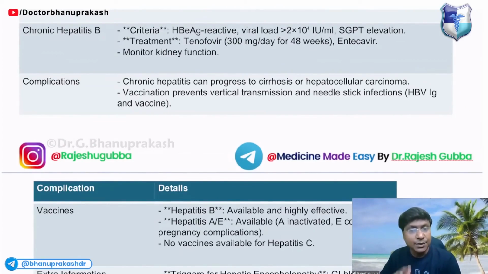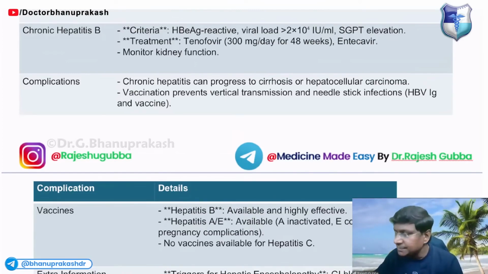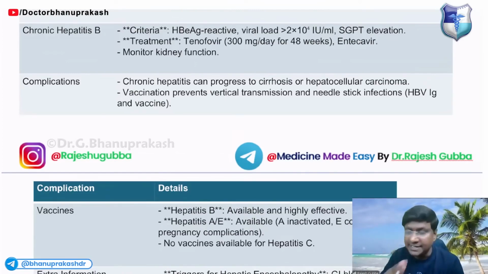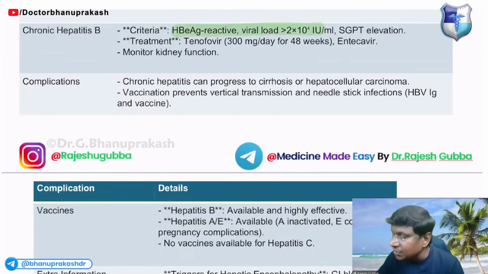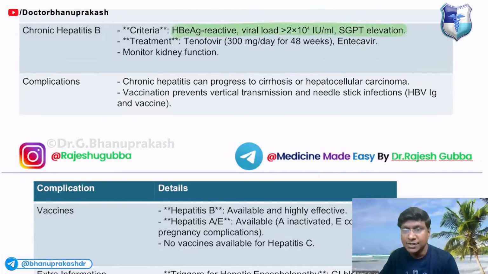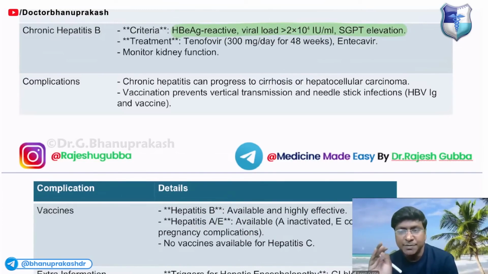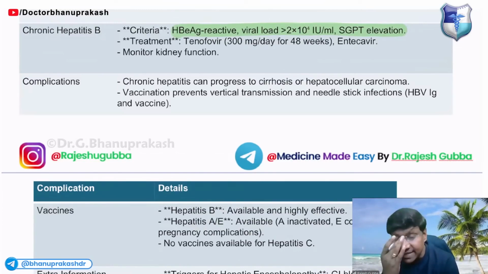Chronic hepatitis B, you need to definitely give antiviral drugs. What question can be asked in the treatment of chronic hepatitis? Please remember this criteria in order to start the antiviral drugs. Envelope antigen should be reactive. HBV DNA viral load should be more than 2 into 10 to the power of 4 international units per ml. And the SGPT should be elevated. That is when you start the antiviral drugs.